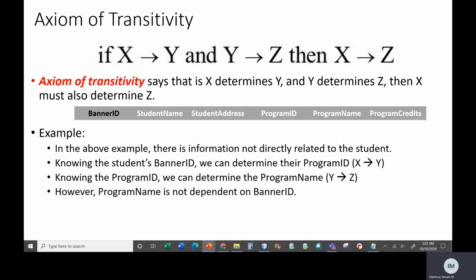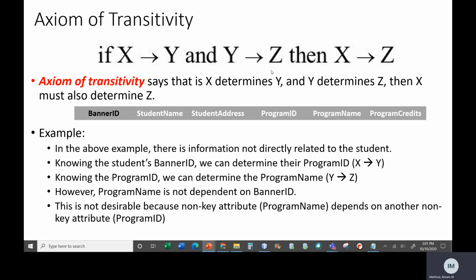And if we think about anomalies now, if I delete the last student, or I come to insert a student and by mistake I insert the wrong program credits for their program, I'm going to get an insertion anomaly or an update anomaly or a deletion anomaly. So this is undesirable. If you have transitivity in your table, that's something that is going to be undesirable. And so we don't want data in our table to be transitively dependent on the primary key. You want it to absolutely depend on the primary key.